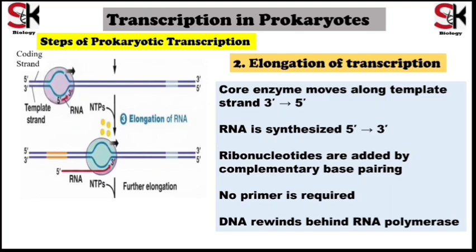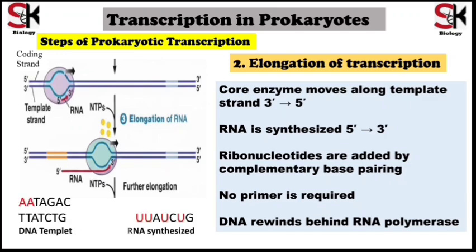Complementary pairing occurs in nitrogenous bases. A present in the DNA template is added as a U in the RNA synthesized. In the same way, T present will be paired with A, G will be paired with C, and C will pair with G. As RNA contains uracil instead of thymine, the adenine present in the DNA template will be added as a uracil in the synthesized RNA. This process does not require any primer. In this way, complete elongation will happen.